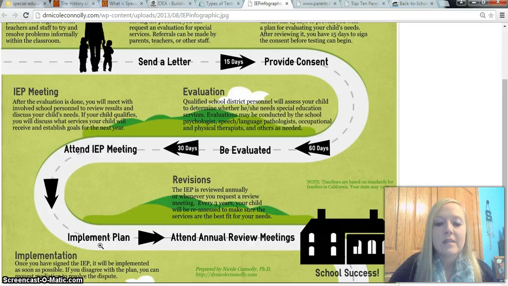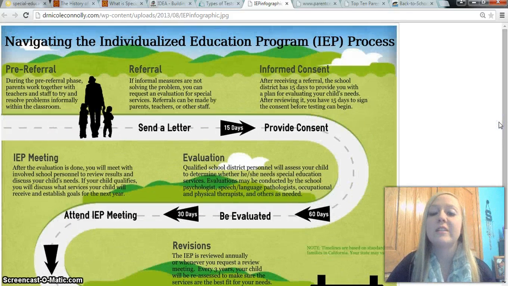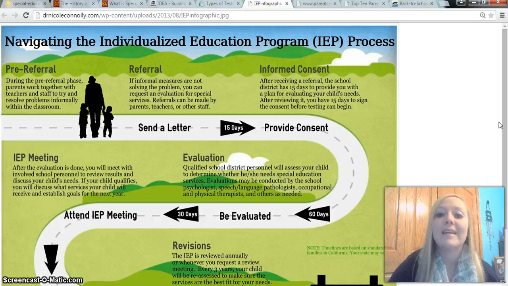And what really is the next and last thing is the revisions. If you guys have any problems, it's renewed annually, so every year or whenever you as a parent request a meeting. And every 3 years, a child will be reassessed to make sure services are the best fit for their needs. Or whenever you guys want to assess them again, we can surely do that. And as you can see, that leads to school success. So that is the individualized education plan, part of the IDEA.